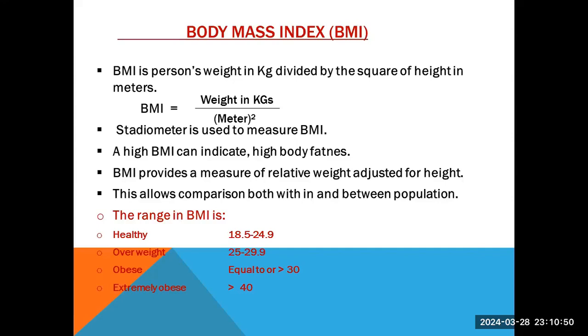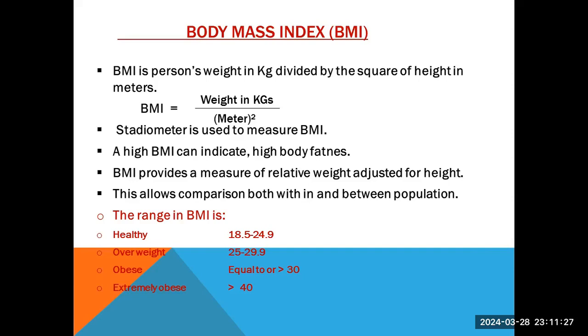BMI, that is body mass index, is a person's weight in kilograms divided by the square of height in meters. It's a ratio between height and the weight of a person, and that tells the state of health about the person. So BMI is weight in kilograms divided by height in meters squared.